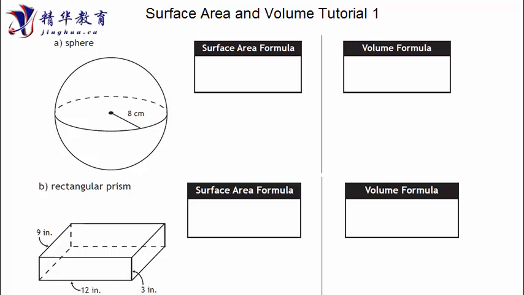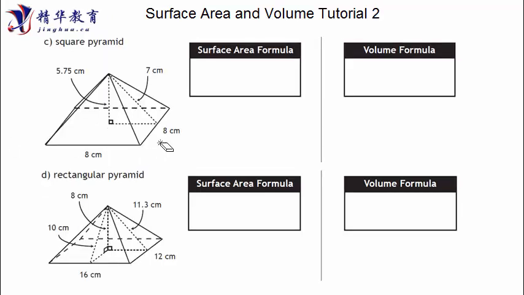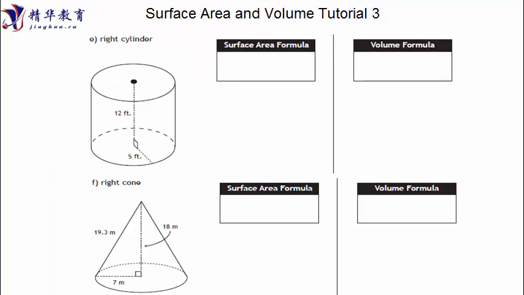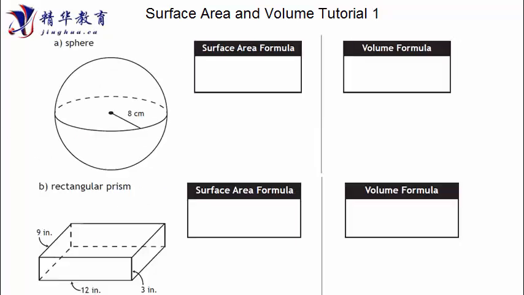In part 2, we're going to talk about how to find the surface area of a square pyramid and then a rectangular pyramid. In part 3, we're going to talk about how to find surface area and volumes for the cylinder and the cone. Okay, so please make sure you watch all of them. They are equally important. Okay, let's see the first part here.